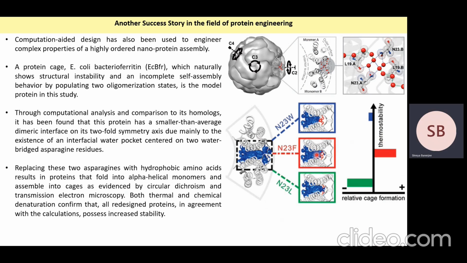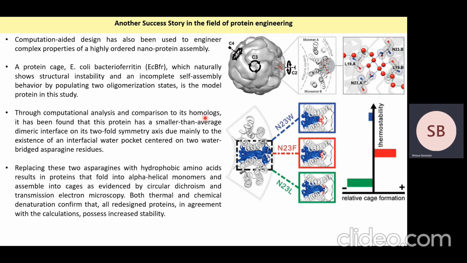There is another success story in the field of protein engineering. Computer-aided design has been used to engineer complex properties of a highly ordered nanoprotein assembly. A protein cage, E. coli bacterioferritin, which naturally shows structural instability and an incomplete self-assembly by populating two oligomerization states, is the model study.